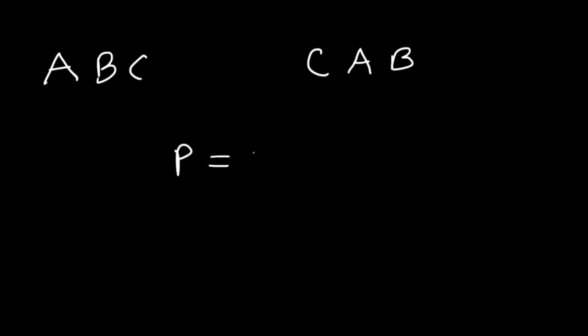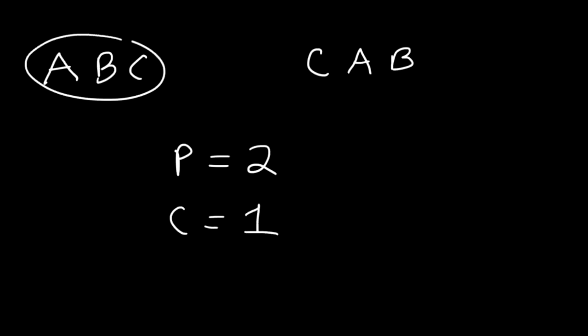I guess the best way to explain this is with an example. Let's say we have three letters, A, B, C. We could arrange them in this order, A, B, C, or we could say C, A, B. Even though we have the same three letters, the order is different. So these are two different permutations. The number of permutations is 2. However, the number of combinations is 1. These two are considered to be the same in terms of a combination, but in terms of a permutation, they're considered to be two separate things.